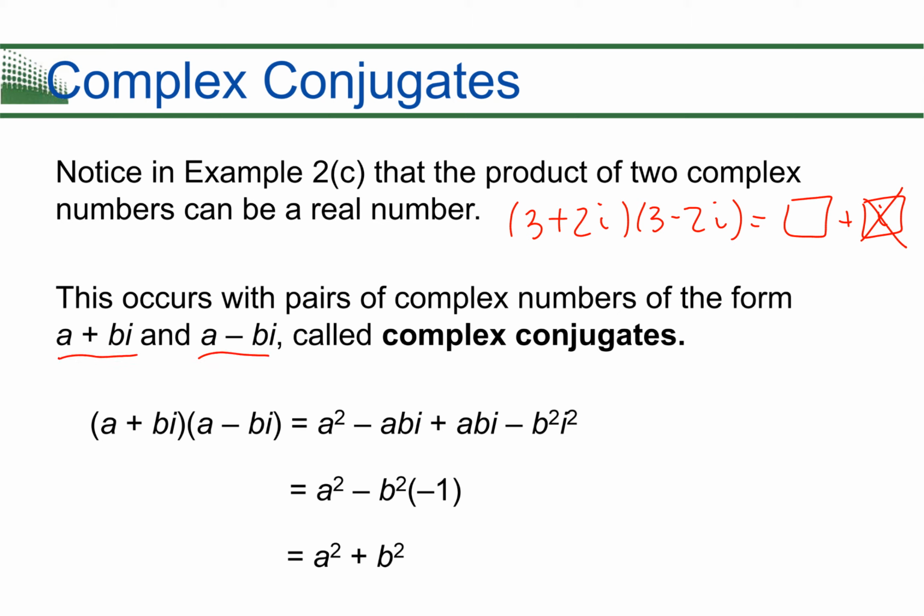These are called complex conjugates of each other. And the reason this works out is if you take a positive complex number and its negative, when you multiply them together, you end up with your inside terms canceling out like it did in our problem. You plug in for your i squared, like we did, and you end up with just a squared plus b squared, so a real part.